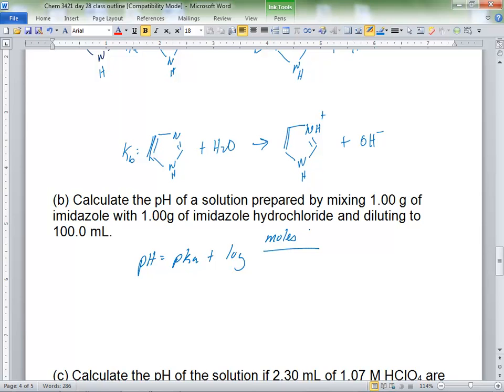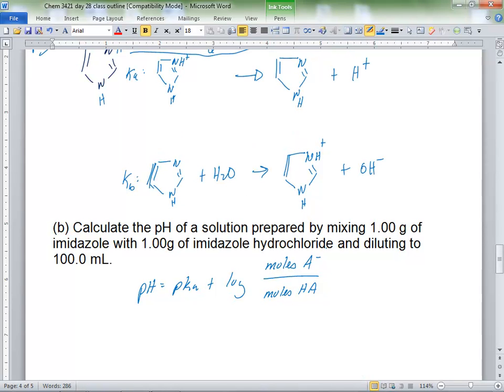I still think it's a lot easier to stick with moles. You don't have to. You can use concentration because they told us the volume. And we're going to need imidazole's chemical formula. They don't tell you in here. You have to count up stuff. Well, we can count it up. Okay. So how can you get the moles of A minus? Albert, how are you going to get the moles of A minus, the moles of the conjugate base?